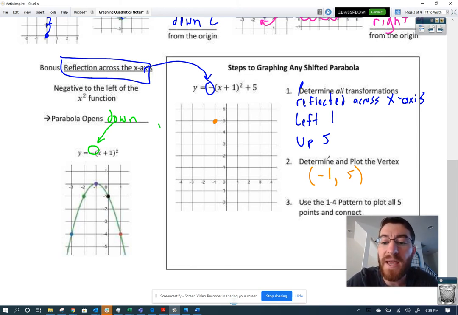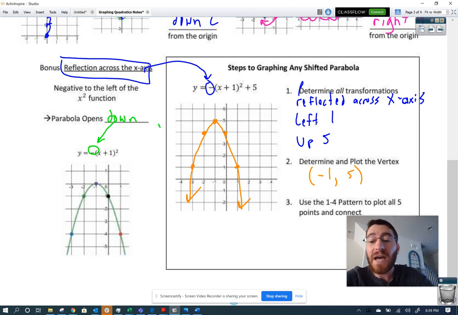Okay. Now, we are going to use the 1, 4 pattern to plot all 5 points and connect. Over 1, down 1, over 1, down 1, over 2, down 4, over 2, down 4. And here we go. Try to get a really good parabola drawn for the last one. All right. Not too bad. Okay. It's a stylus. All right. So that's how you graph any shifted parabolas.